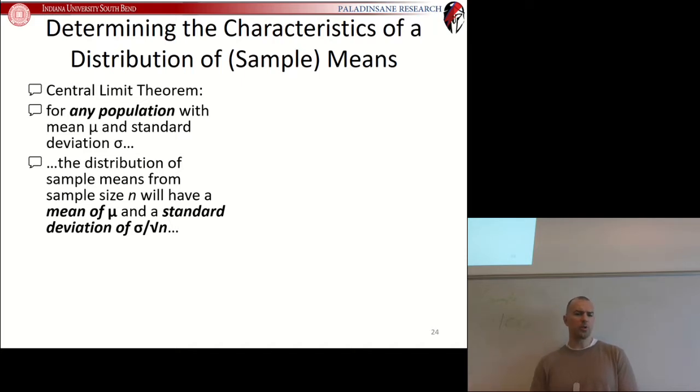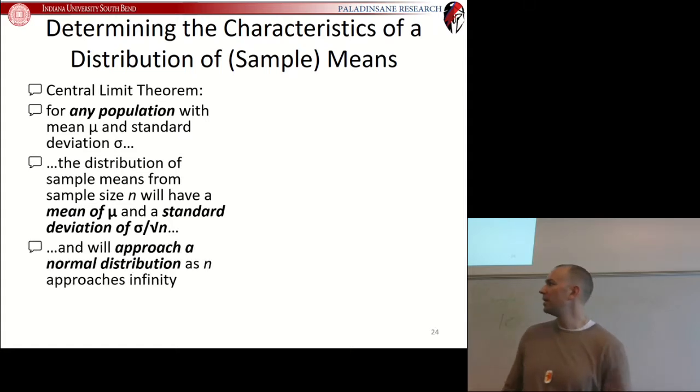All right, so we have that distribution of sample means with a certain sample size. We'll have a mean of mu, same as the population, but very importantly, a standard deviation that is different from the population, a standard deviation that is squeezed in, that is sigma divided by the square root of the size of your sample. So the standard deviation of the population divided by the square root of the size of your sample. And then the last thing that the central limit theorem gives us is that this distribution of sample means will approach a normal distribution as the size of your sample gets bigger.